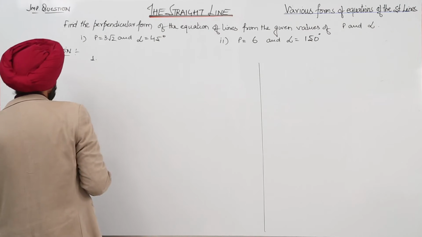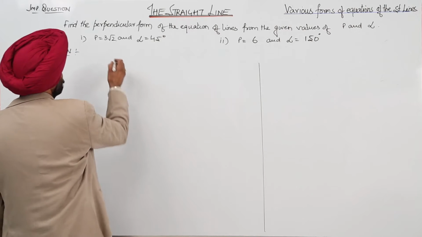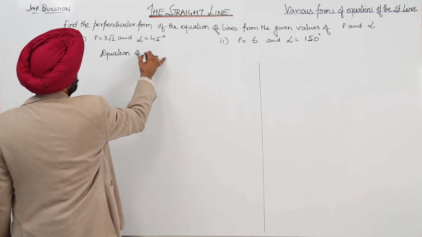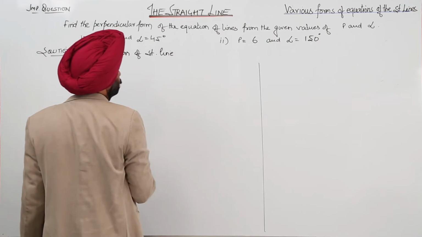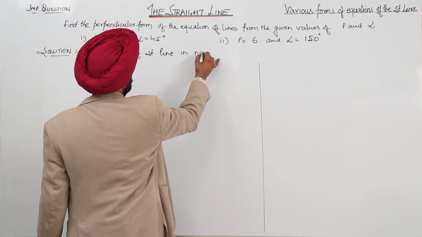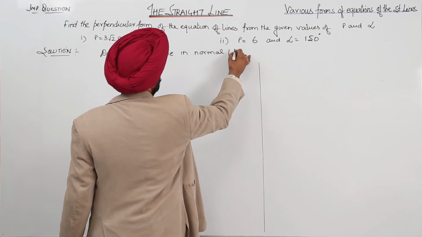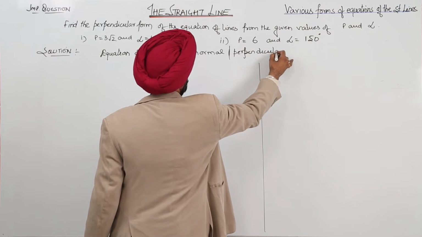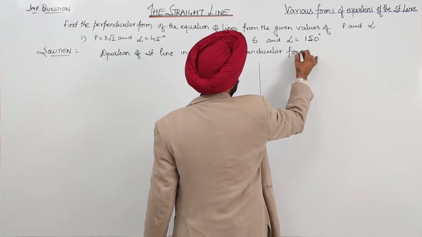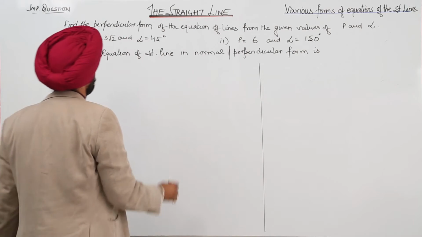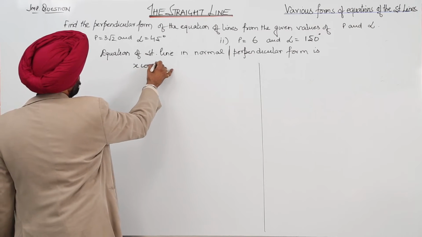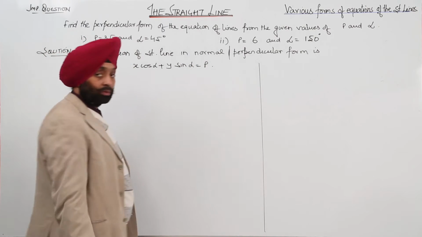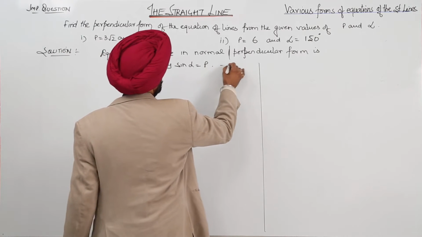First of all, let us write it. Equation of straight line in normal, or you can write perpendicular, normal oblique perpendicular form is x cos alpha plus y sin alpha is equal to P. Okay. Now let this be number 1.